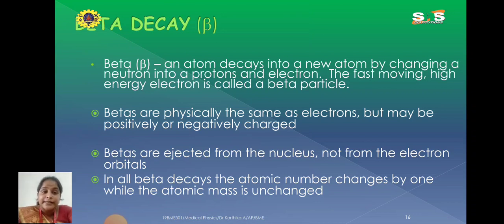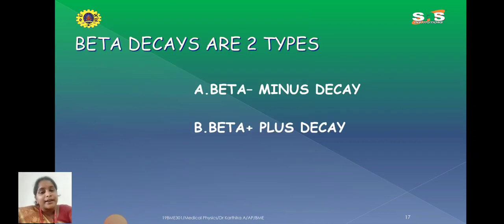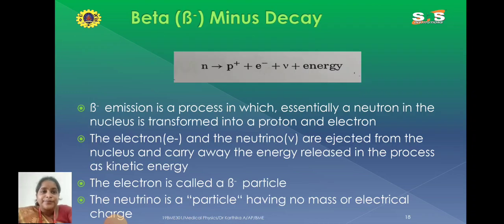Betas are physically the same as electrons but may be positively or negatively charged. Betas are ejected from the nucleus, not from the electron orbitals. In all beta decays, the atomic number changes by 1 while the atomic mass is unchanged. Here we have two types of beta decay, beta minus and beta plus decay. Here we have the example: the neutron N gives a proton P plus an electron with some energy.